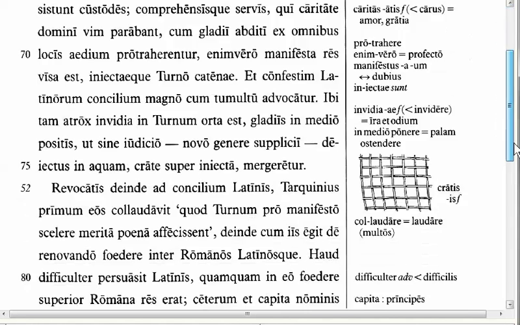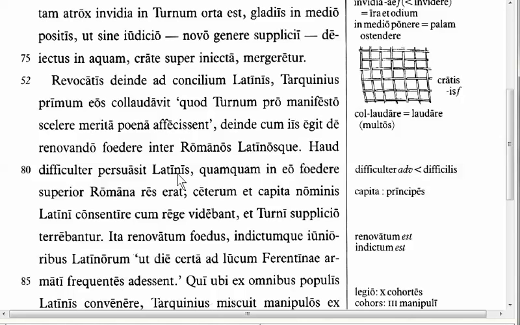Okay, so we have haud difficulter persuasit Latinis quamquam in eo foedere superior Romana res erat. So, not at all, with very little difficulty he persuaded the Latins, although the Roman state was superior, or was greater, in that treaty. Haud difficulter.